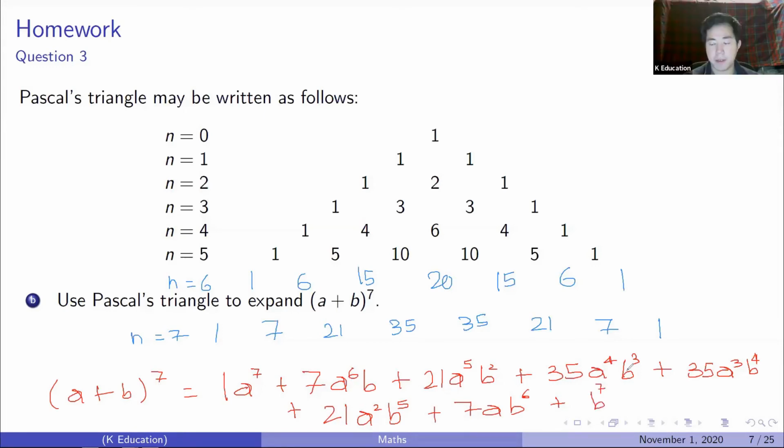Yeah. Okay. Exactly. That's the pattern behind Pascal's triangle, right? It tells you how to expand the brackets without having to do it manually by hand, all the little terms. Right. Yeah. Okay.